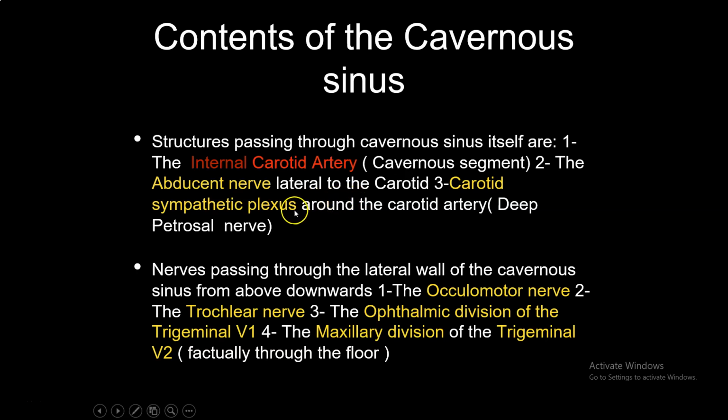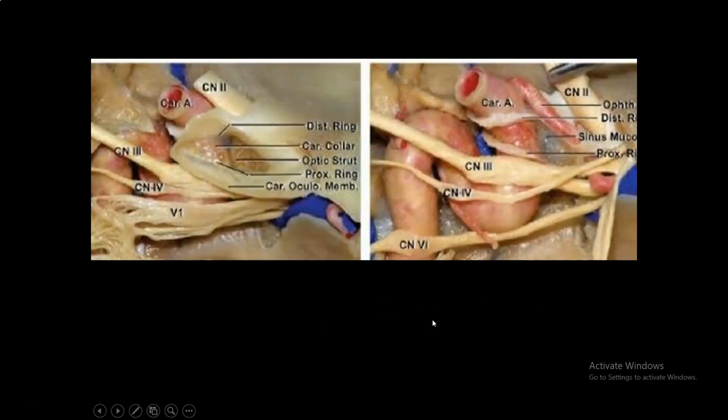And the nerves passing through the lateral wall of the cavernous sinus are the oculomotor nerve from above downwards, trochlear nerve, ophthalmic division of the trigeminal V1, and the maxillary division of the trigeminal V2 in the floor of the cavernous sinus. So inside the sinus: carotid artery, abducent, sympathetic plexus. In the lateral wall: oculomotor, trochlear, V1, and V2 in the floor.